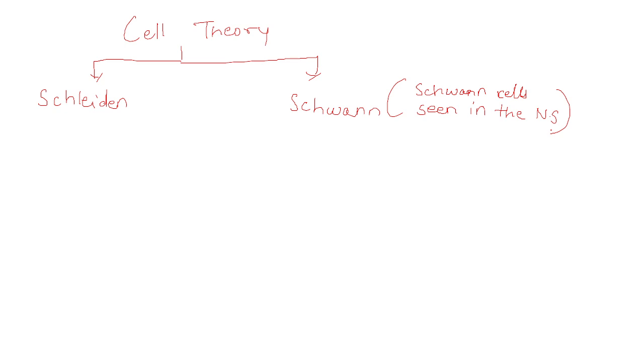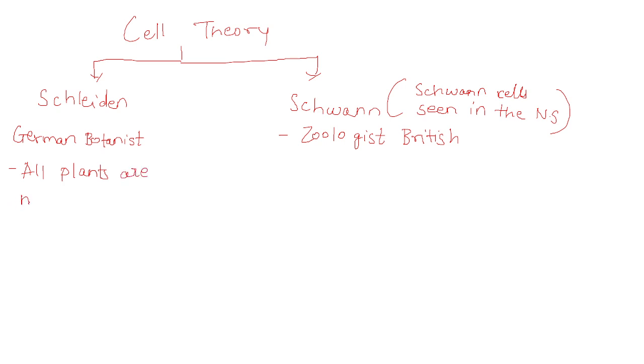Now, who was Schwann? He was a zoologist, a British zoologist. And who was Schleiden? He was a botanist, a German botanist. What did Schleiden say? That all plants are made up of cells. Yes, this statement was given by Schleiden.